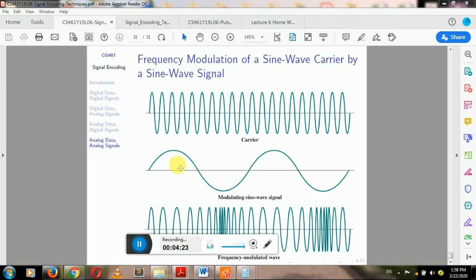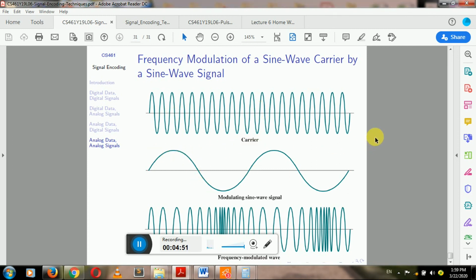So when we have a high voltage amplitude of our input data, we have a lower frequency. Then for the lower amplitude of our data, we have a higher frequency. So we change the frequency slightly so that we can send our voice using this carrier frequency by varying its frequency depending upon our input data.